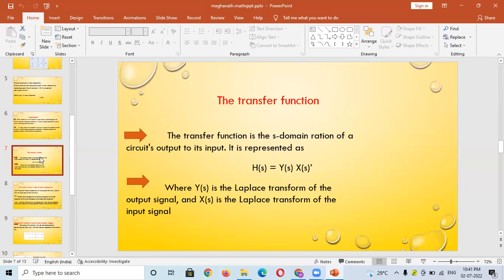Coming to the next slide, the transfer function. The transfer function is the s-domain relation of a circuit's output to its input. It is represented as H(s) = Y(s)/X(s), where Y(s) is the Laplace transform of the output signal and X(s) is the Laplace transform of the input signal. So Y(s) represents the Laplace transform of the output signal, and X(s) is the Laplace transform of the input signal.